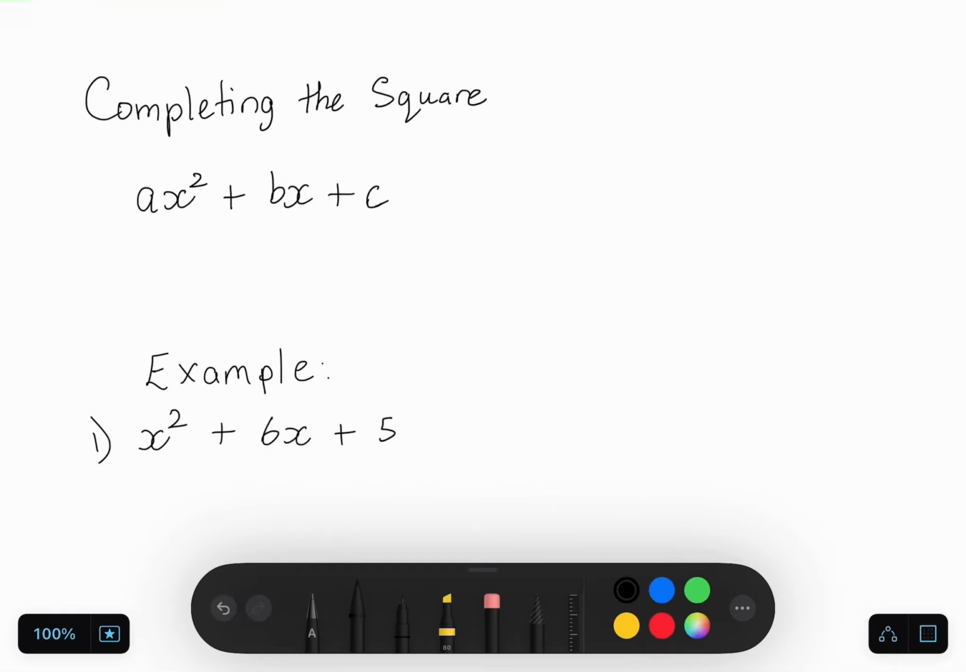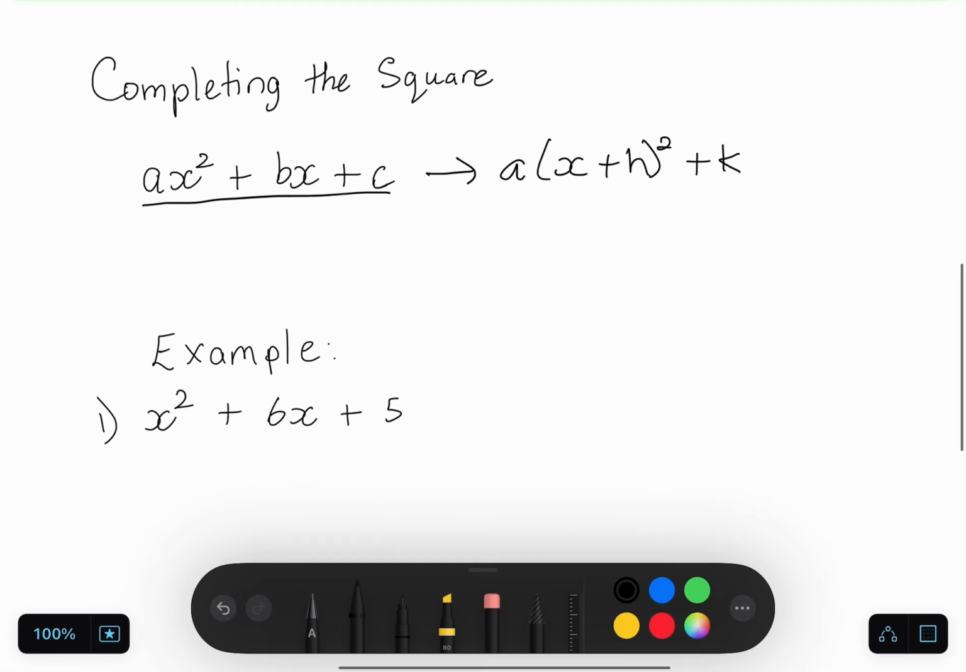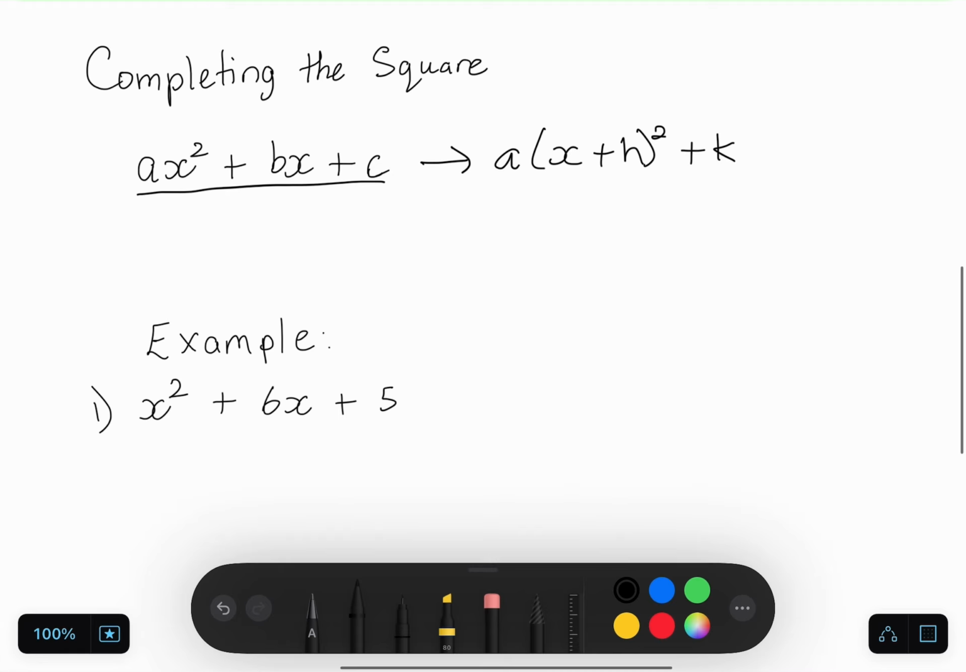Okay, let's look at how to complete the square. When you're completing the square, you take a quadratic from its standard form, ax squared plus bx plus c, and you need it in the form a(x + h) squared plus k, right? So there are some steps that you can follow to complete the square.